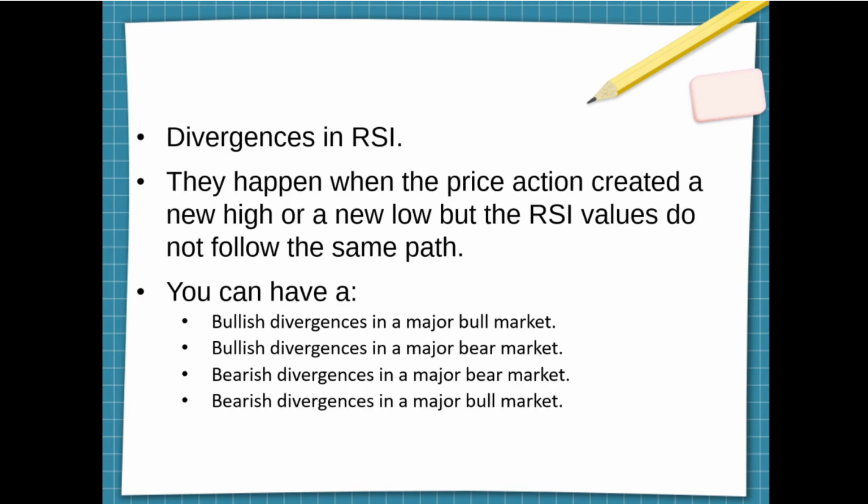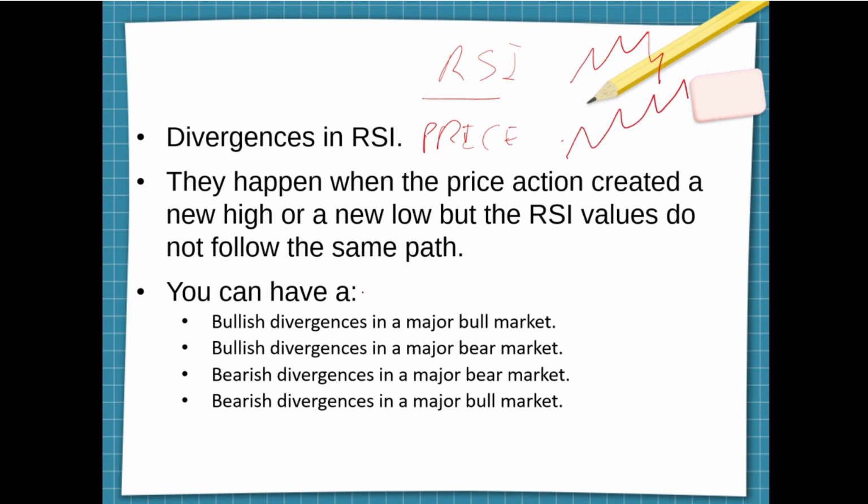Divergence in the RSI happens when the price action creates a new high or a new low, but the RSI value does not follow the same path. So you have RSI, and then you have price, and then you have something like this, and then something like this, and then the price gives you something like this.